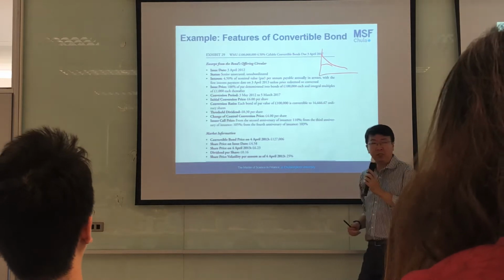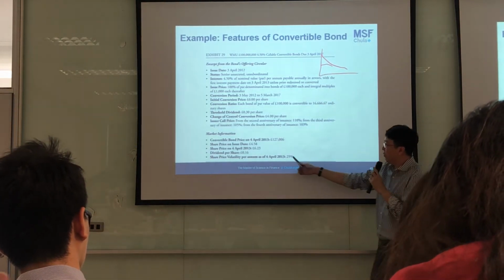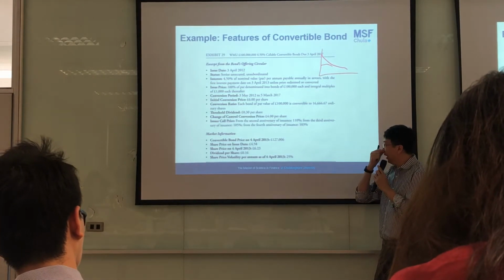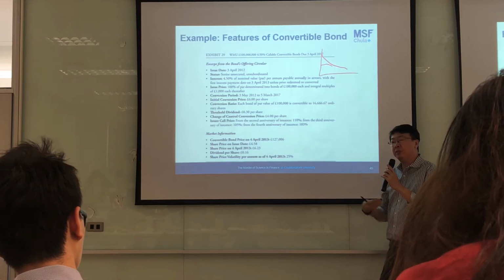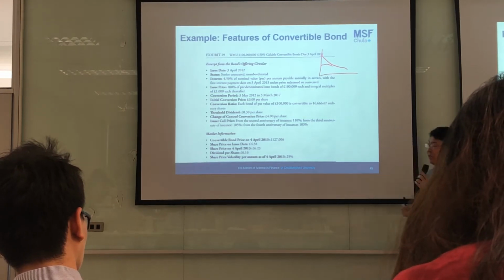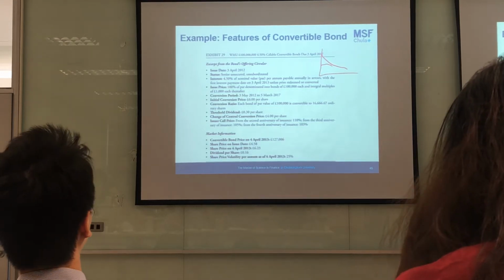Share price volatility is 25%. In order to estimate this, I already mentioned, you can observe the daily price return and then estimate the standard deviation, and convert the daily standard deviation into the annual standard deviation.